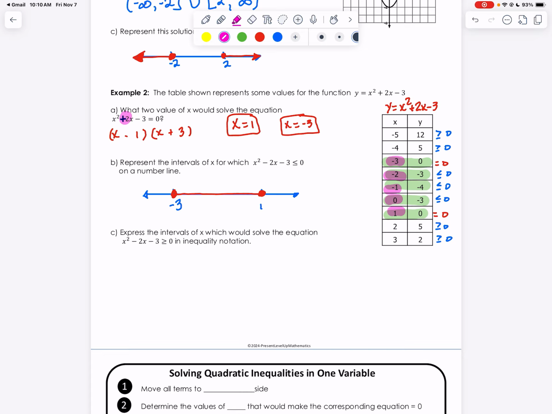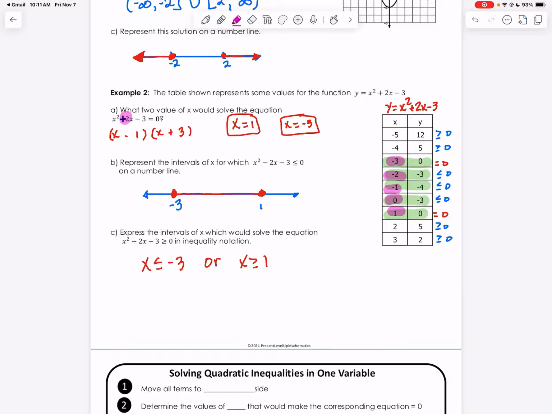Now, in part C, they want us to express the intervals of x which would solve the inequality x squared minus 2x minus 3 is greater than or equal to 0. So it's greater than or equal to 0 when x is less than or equal to negative 3, or x is greater than or equal to 1. That's when the equation would be greater than or equal to 0.